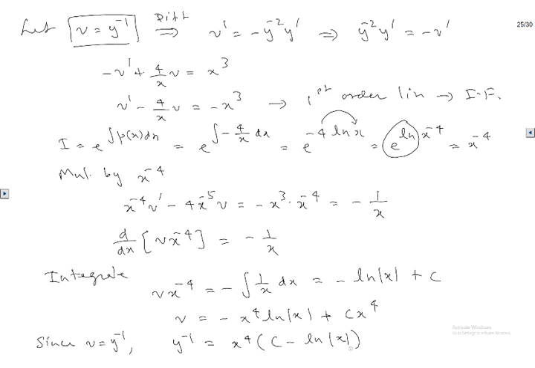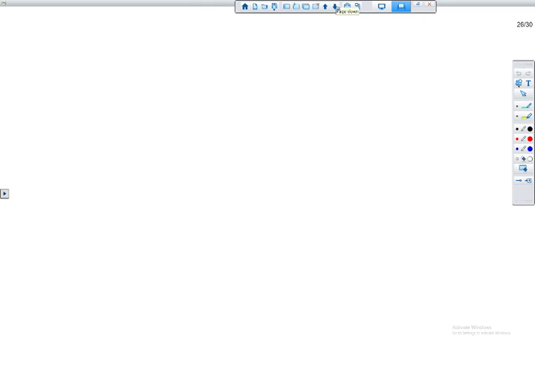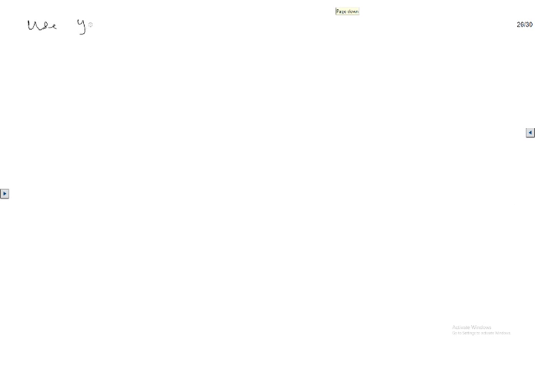So that's a solution. But now what we can do is use the initial condition. We can use y of 2 equals negative 1 over 16. So that means your equation is y to the negative 1, so negative 16 equals, if you plug in x equals 2, 16 times c minus ln 2. So you see that the 16 gets cancelled, so this gives you c equals ln 2 minus 1.